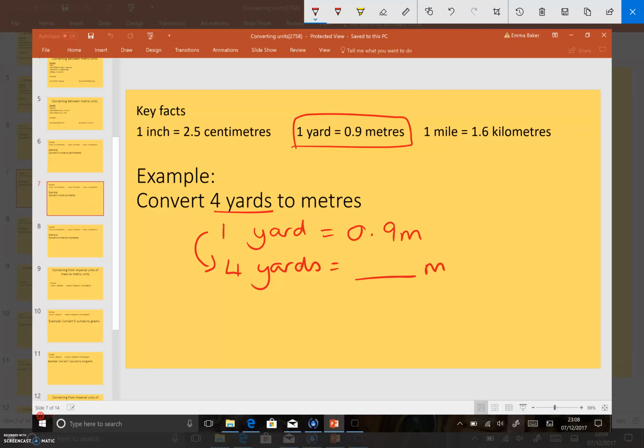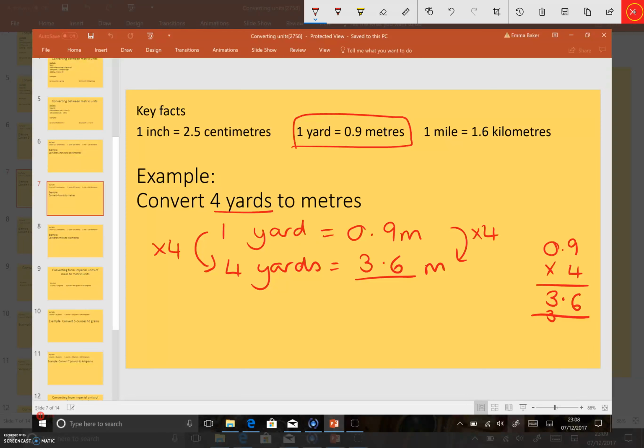So what have I done here? I'm multiplying by 4. So here I need to multiply by 4. So I'm doing 0.9 multiplied by 4. 4 9s are 36, 4 zeros are 0, add on the 3 gives me 3.6 metres.